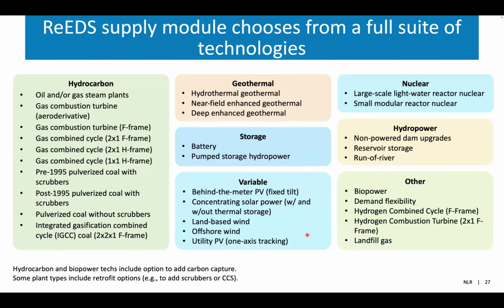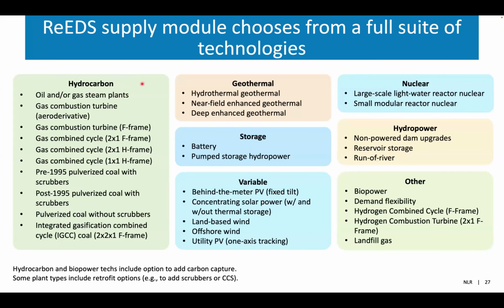Okay, so moving on. ReEDS has a comprehensive selection of generating assets it can invest in to serve load, each with unique, detailed representation of their operational characteristics. So on screen is a fairly comprehensive list of generating and storage technologies that are represented in ReEDS, organized by major tech categories. Starting off on the left in the green box is our hydrocarbon section, containing the generating technologies fueled by oil, natural gas, and coal.